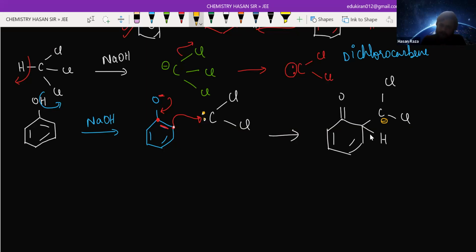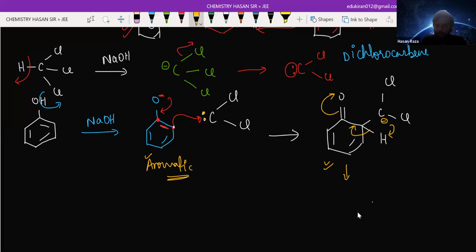Now, what will happen? Here you can see it is aromatic, but after attack by this, the aromaticity is lost. So it again gains aromaticity in order to stabilize itself. The bond between carbon-carbon is going to be double here. So in order to gain aromaticity again, this has to move back to this point. And you know what will happen? This negative charge will be attacking on hydrogen.